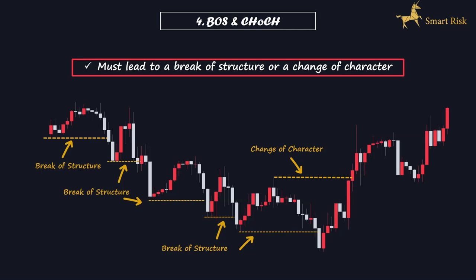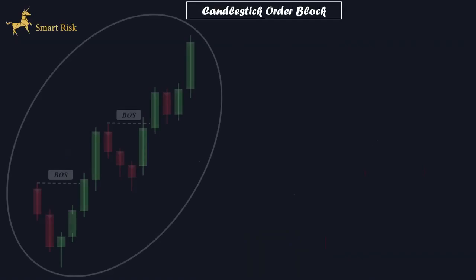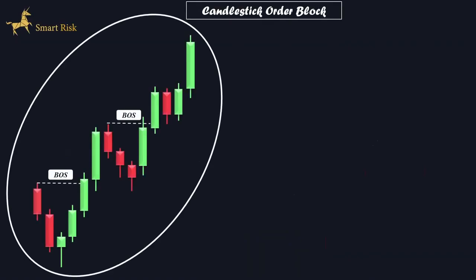To solidify our understanding of order blocks, let's examine more examples. Consider a series of bullish candles as illustrated.